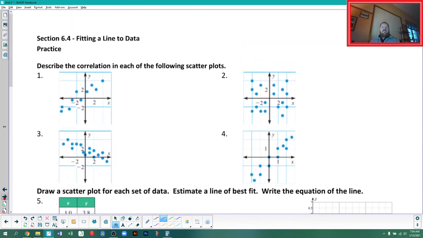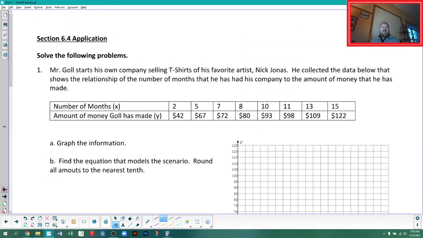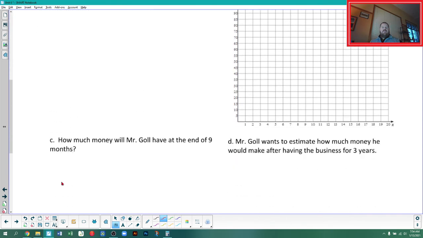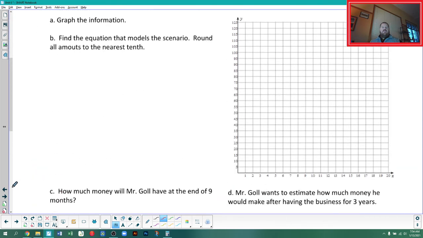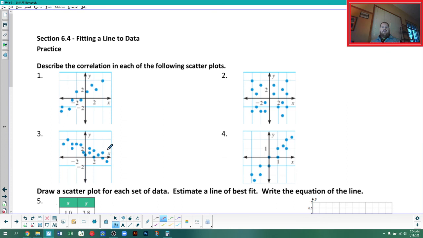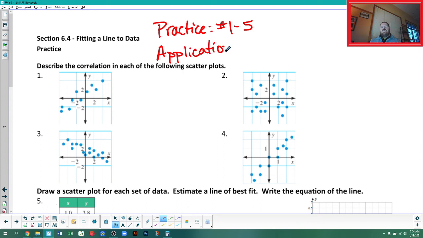Let's go with 1 through 5 on practice, and we'll go with all of number 1, which is really the entire application. So let's say we're going to practice numbers 1 through 5, and really all the application, but numbers wise it's just number 1.